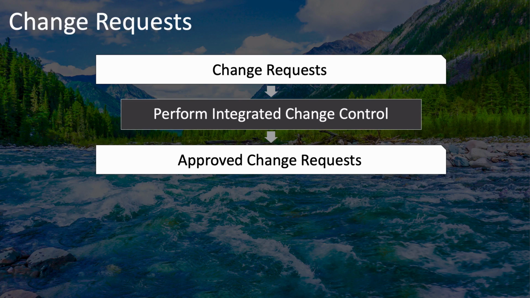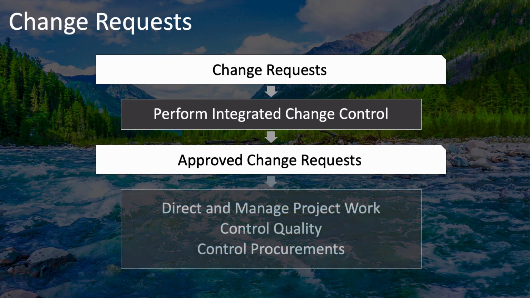And if it is approved, where does it go from there? Primarily to the Direct and Manage Project Work process, which is the one and only process that then implements these changes that have been requested and approved. Copies are also sent to Control Quality, which reviews the work done in Direct and Manage Project Work to make sure that the approved change request was properly implemented. Also, it goes to Control Procurements because some changes will affect your contract and relationship with outside vendors.